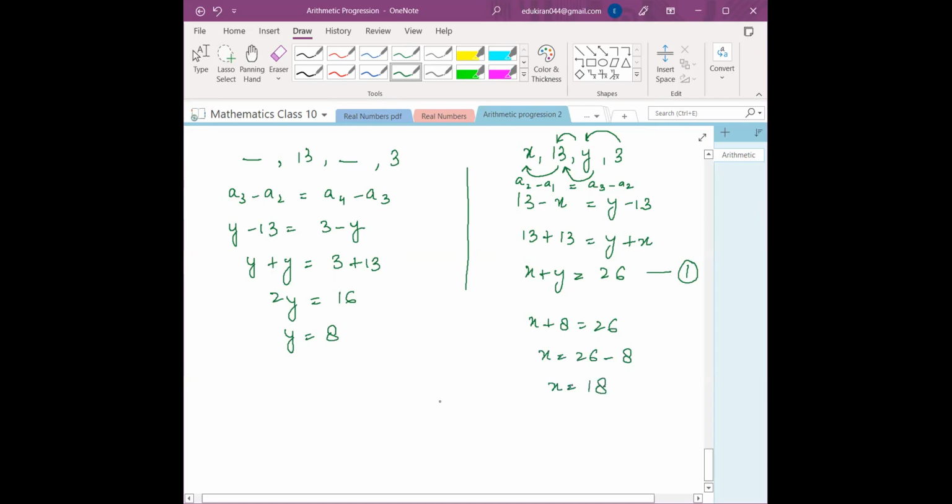Please check the answer. I'm getting 18, 13, then 8 and 3. This is the AP I'm getting. Yes, ma'am, it's correct. So you can do it like this. There's an alternative way also. If you want, I can tell you.